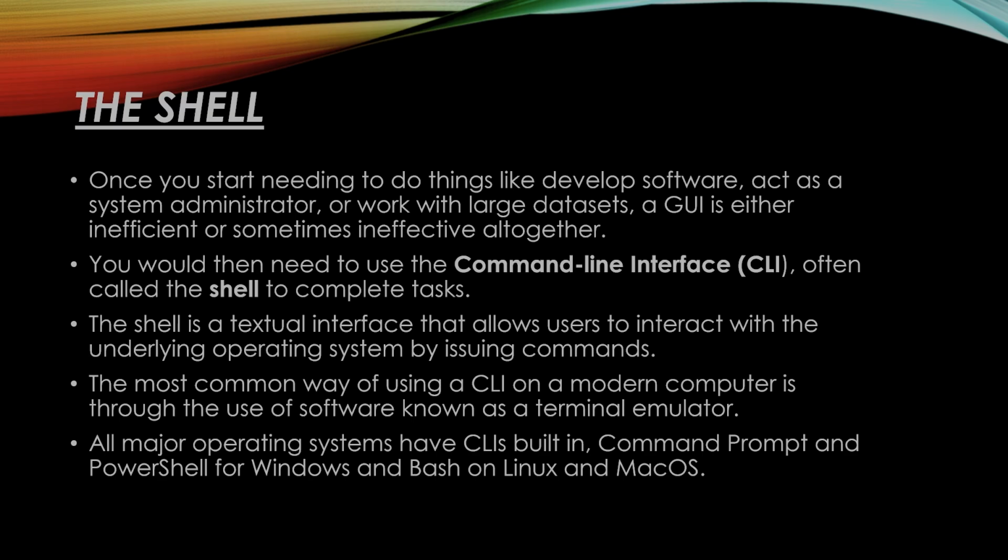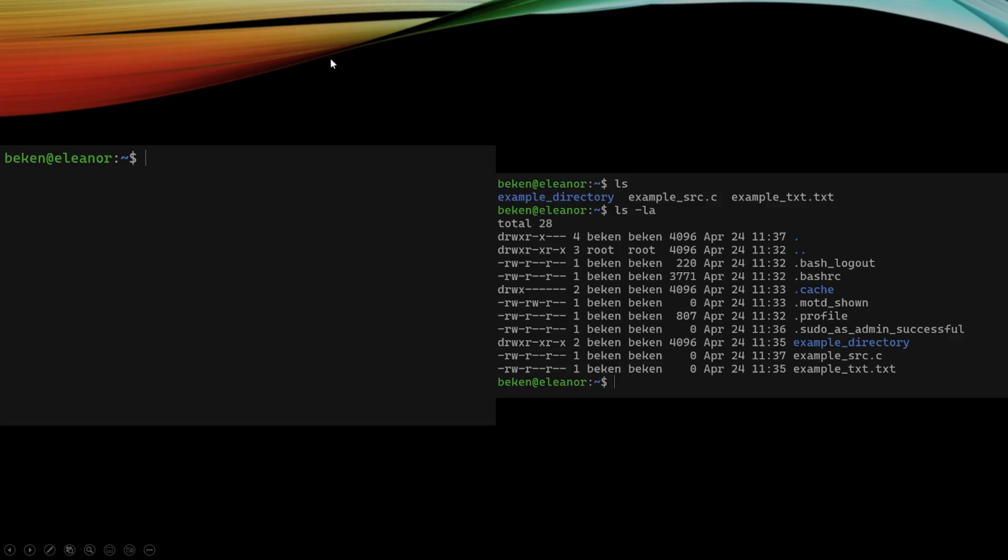The most common way of using a CLI on a modern computer is through the use of software known as a terminal emulator. You might know Command Prompt or PowerShell for Windows, and Bash is on both Linux and macOS. Here's an example of the CLI. I first have this picture here of just a blank prompt. You have the user, the name of your machine, and you have a cursor, which you then type in commands. Then over here, I've done two different commands to kind of show you generally how this works.